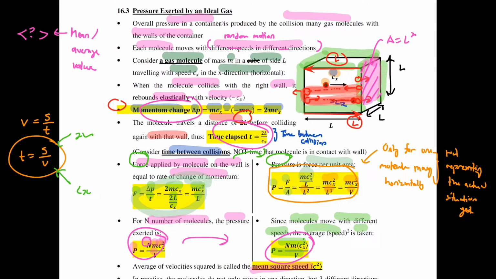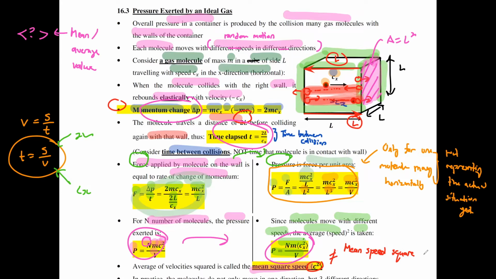Now, sometimes you might be tempted to call it something else. This one is called mean square speed. Sometimes some people have a tendency to call it a different way. Sometimes they call it mean speed square. Is mean speed square the same as mean square speed? They are actually not the same.